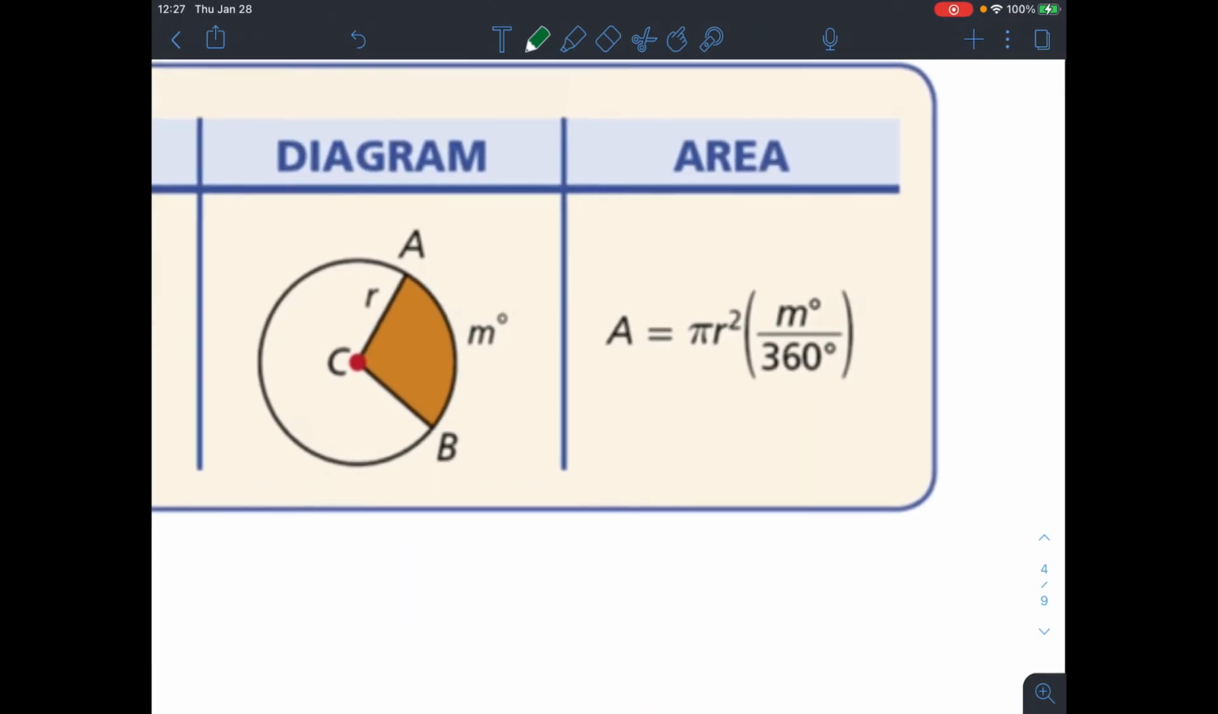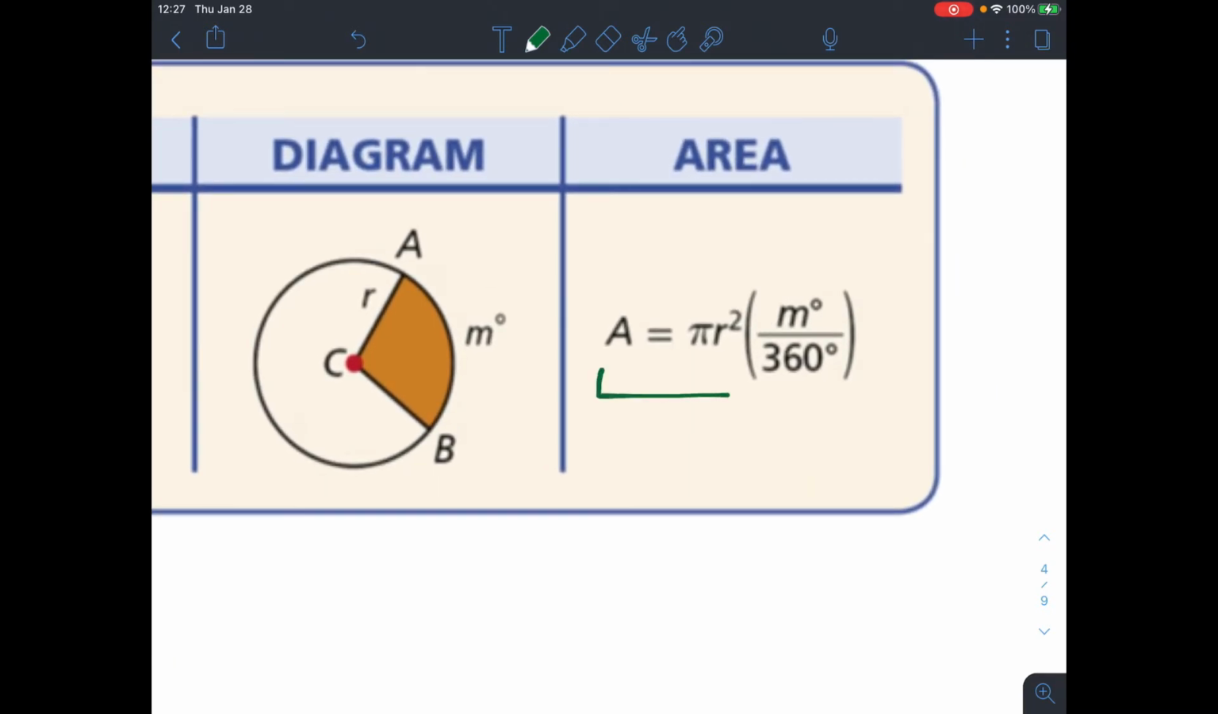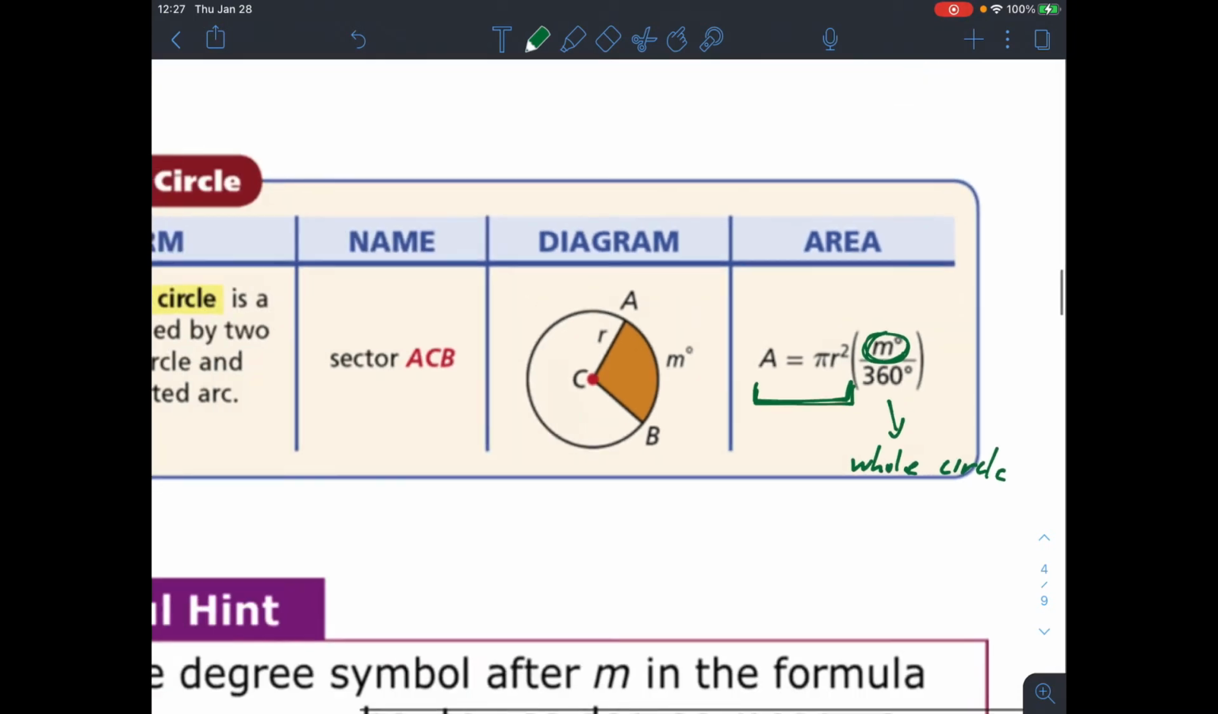All right, so how do you find the area of that? Well, it's actually really easy. You take the area of the circle, and then you multiply it by the measure of the arc divided by 360. Why 360? Because 360 is the measure of the whole circle, right? So it's just our area formula, and then you multiply it by the measure of the arc over 360.